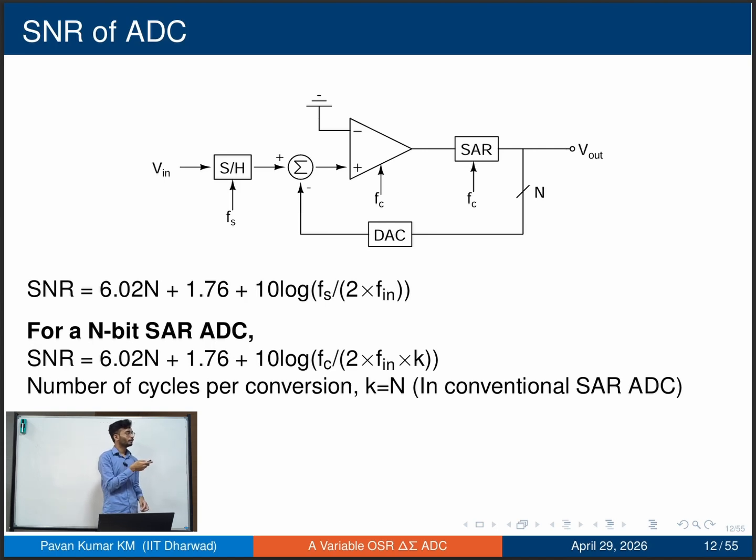Decreasing the input signal bandwidth is not preferred. We are trying to reduce the number of cycles, thereby we can increase the signal to noise ratio.